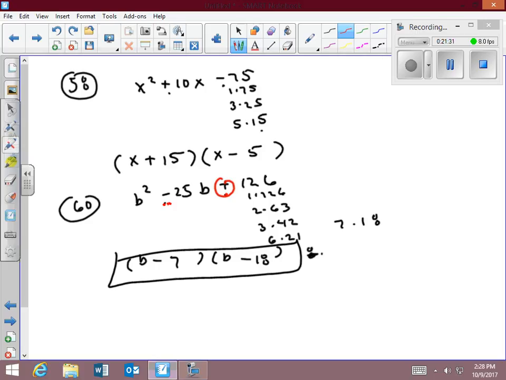The last term, when it's positive, it's same sign. When the last term is negative, it's opposite signs. And then which sign, when it's same sign, depends upon the middle term. See, if this were positive and this were positive, then it would be both signs plus. So when you look at this, if this is a positive here, you always say same sign. What sign? This sign.